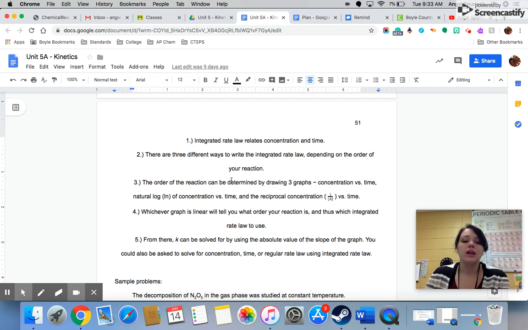From there, K can be solved for by finding the absolute value of the slope of your graph. You could also be asked to solve for concentration, time, or regular rate law using the integrated rate law.